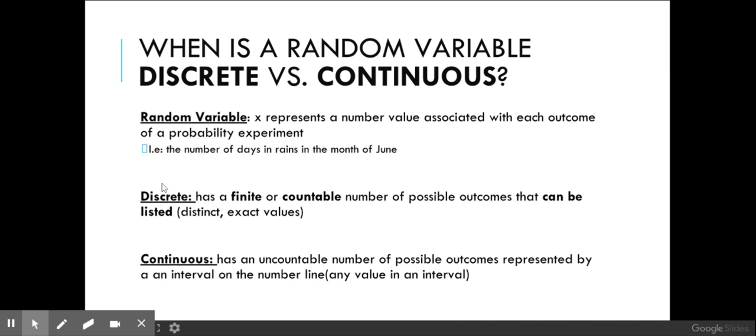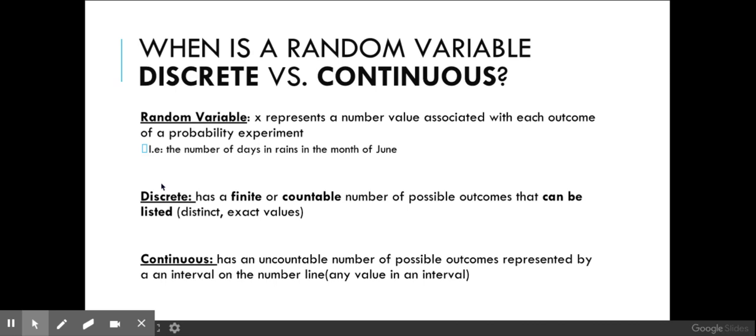So if a random variable is discrete, it has a finite or countable number of possible outcomes that can be listed. So countable numbers are whole numbers, 1, 2, 3, 4, 5, and so on. Distinct exact values. So how many pairs of shoes do you own? That would be a countable number. How many days of school do we have? That's a countable number.